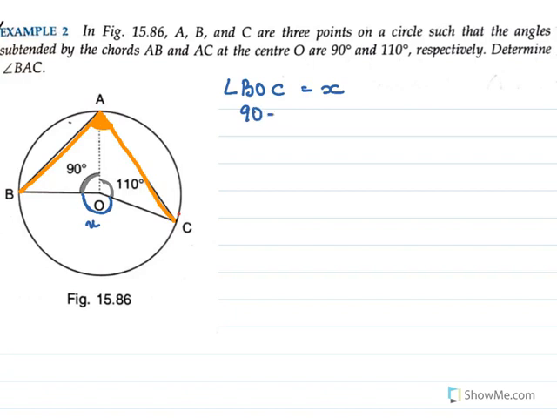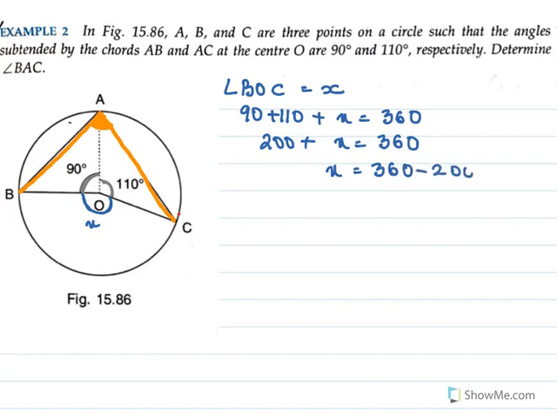Now we know 90 plus 110 plus x equal to 360. This whole circle, it's a circle here, and this whole thing is 360. So that's our first step. So we have 110 plus 90, that is 200, plus x equal to 360. So x is 360 minus 200. So x is 160. So let's mark a 160. So here this angle now is 160.